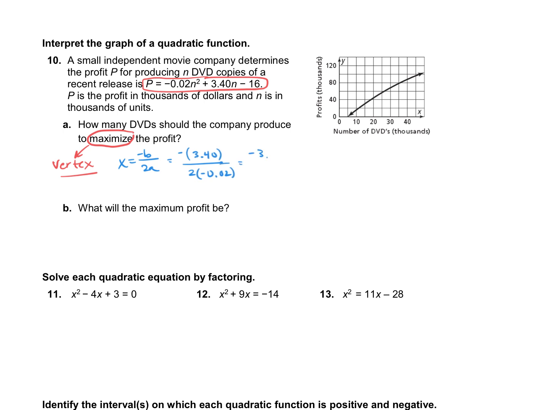So that's negative 3.40 divided by negative 0.04. And when we do that division, we get 85. So our vertex has 85 for the x. Let's find the y value. Or in this case, I guess the n value, but we're going to plug in this 85 for our n's here.